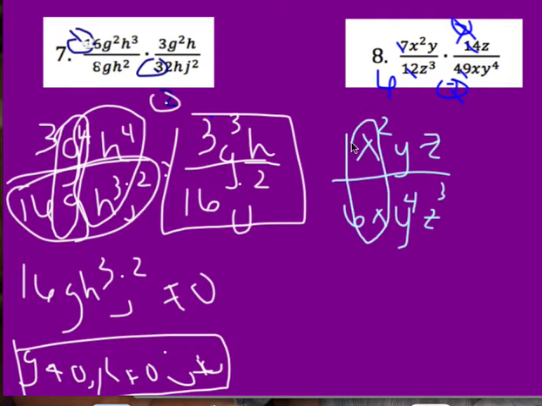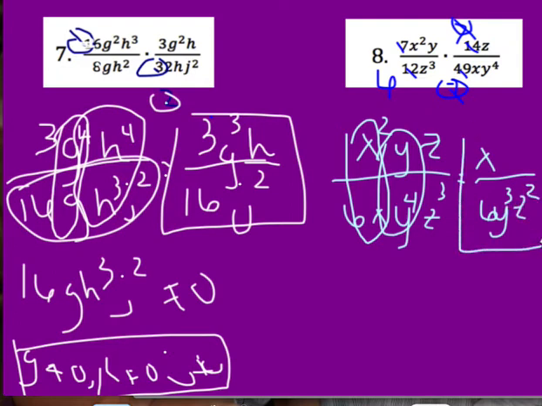So x squared divided by x. Well, first of all, we're going to have that 6 on the bottom. x squared divided by x to the 1st is just going to leave us with x, and that's going to be on top. And then y to the 1st divided by y to the 4th is going to leave me with y cubed on the bottom. z divided by z to the 3rd is going to leave me with z squared. So I have x divided by 6y cubed z squared for number 8.